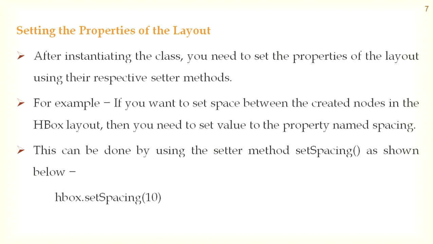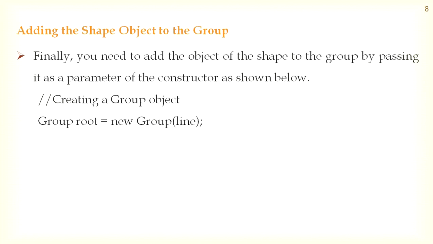Setting the properties of the layout. After instantiating the class, you need to set the properties of the layout using their respective setter methods. For example, if you want to set space between the created nodes in the HBox layout, then you need to set a value to the property named spacing. This can be done by using the setter method, that is setSpacing, as shown below. So hbox.setSpacing, and the space is set as 10. So 10 is the value for setSpacing.